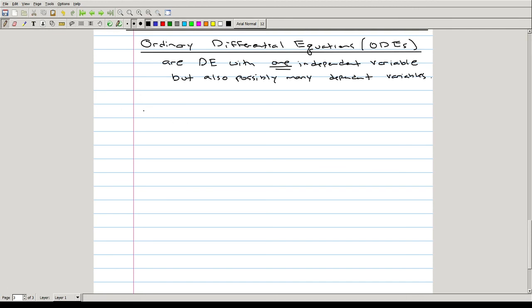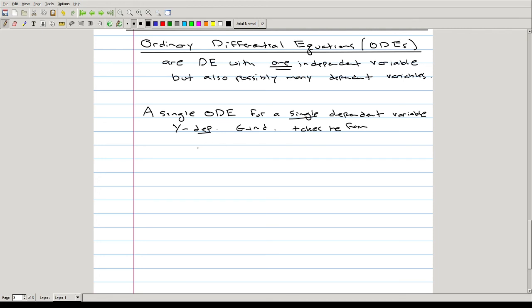In general, a single ODE for a single dependent variable, we'll call it y, takes the form f of t, comma y, comma y prime, comma y double prime, all the way up to the nth derivative of y is equal to 0.